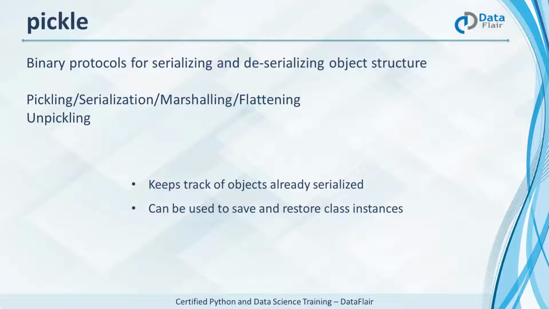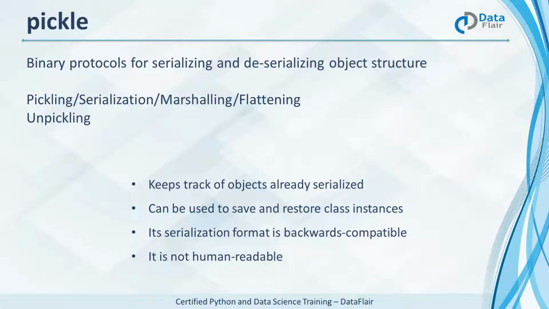Marshal does not serialize user-defined classes and objects. Pickle's serialization format is backwards compatible. It works across different versions of Python. And while JSON is a text serialization format, pickle is a binary serialization format. It is not human readable, unlike JSON. Also, JSON is universal, but pickle is Python specific.